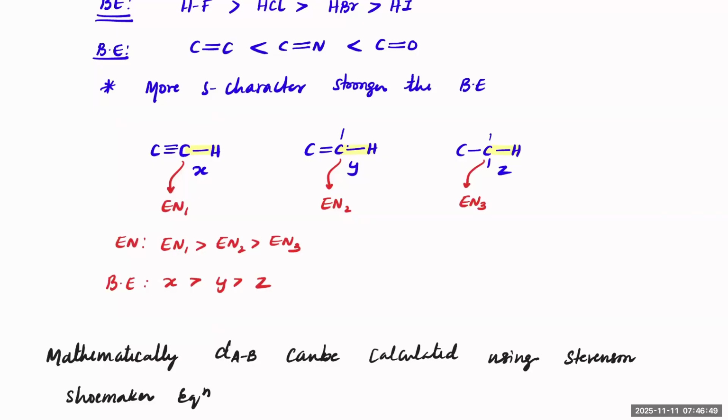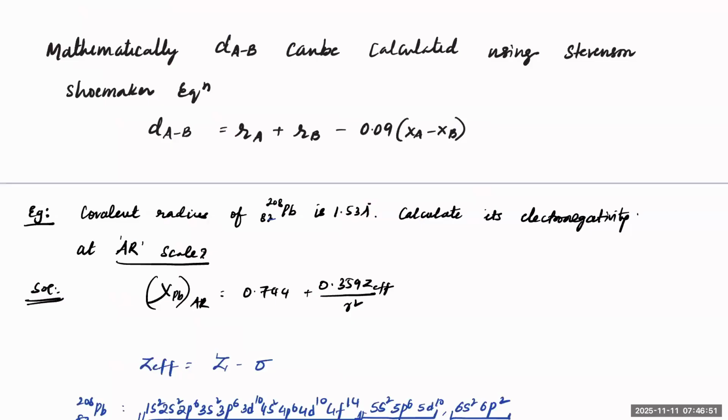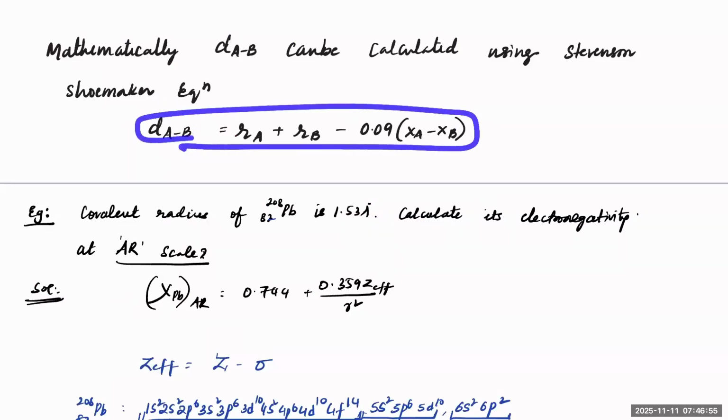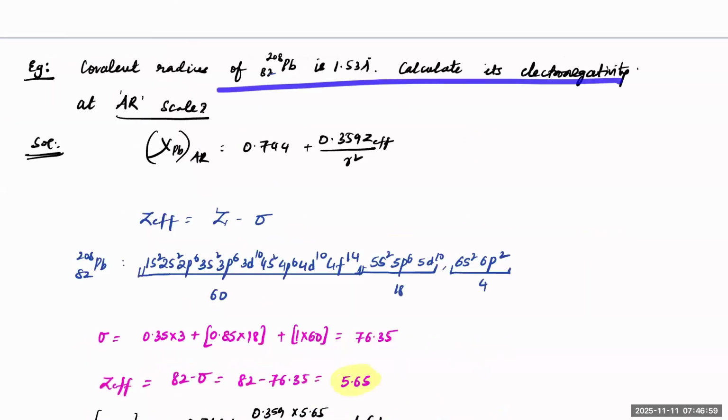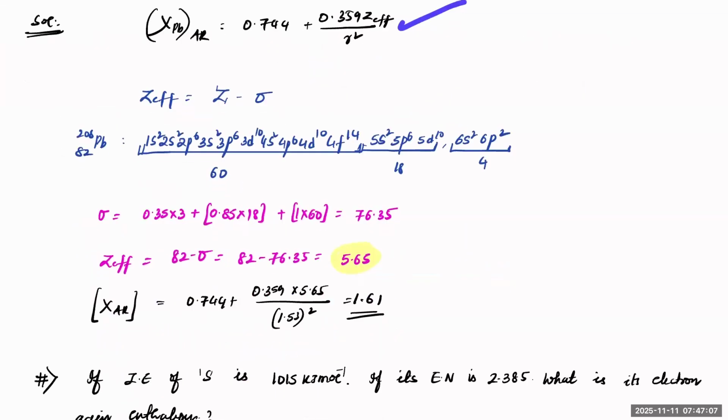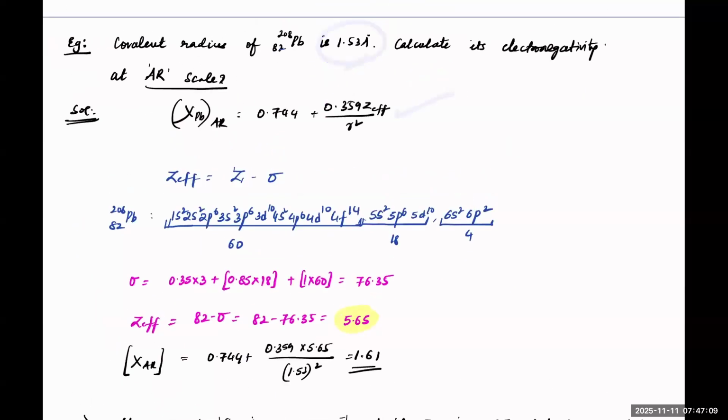See, mathematically, D_AB, that means the distance between A and B, can be found by this formula. And you see, the covalent radius of this is given. Calculate the electronegativity on the Allred-Rochow scale. This is an important question, check it once. When the covalent radius is given, how should you solve it? I'll discuss completely how to solve the Allred-Rochow scale. Please check all the values once.